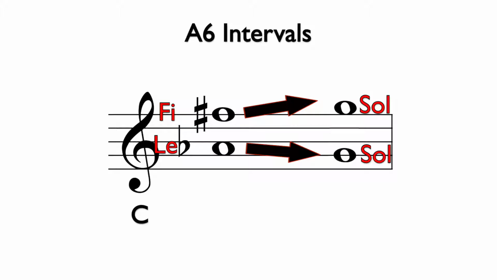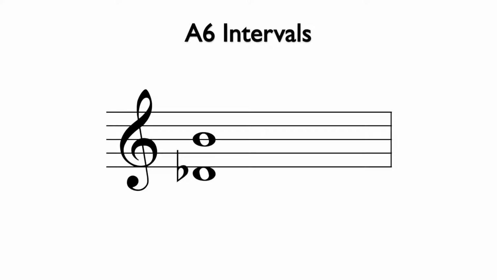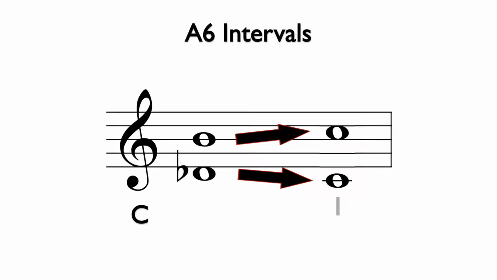While the typical augmented sixth interval resolves to sol, or scale degree 5, it is possible to use augmented sixth intervals that resolve to any other scale degree. This example is still in the key of C, but this augmented sixth interval includes D flat and B. These two notes will resolve outward to C, or scale degree 1.